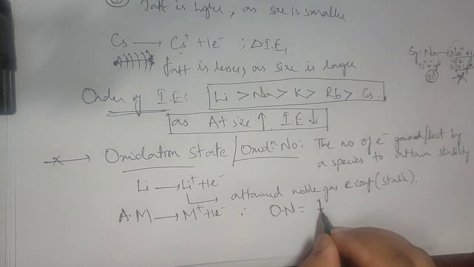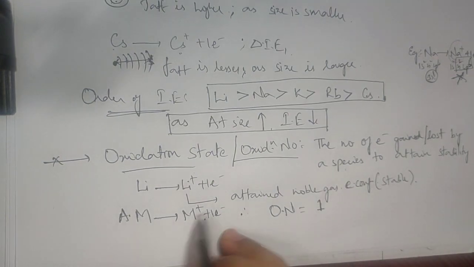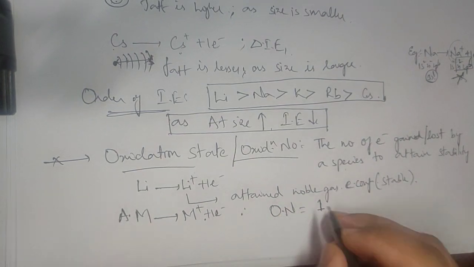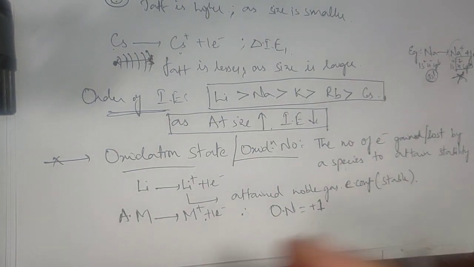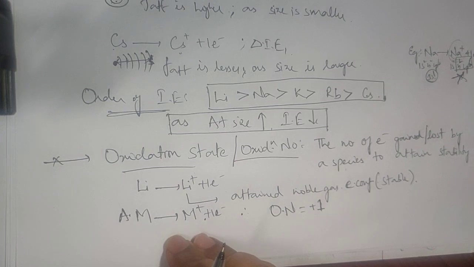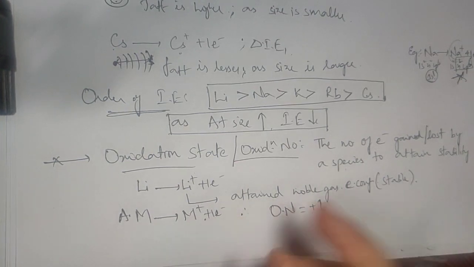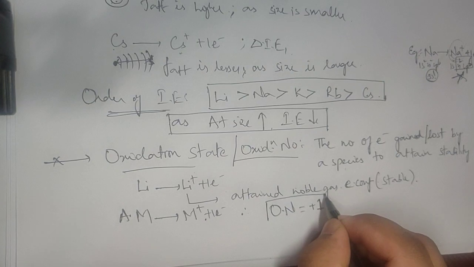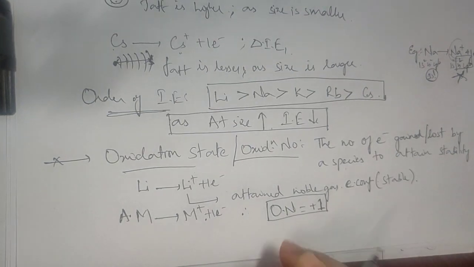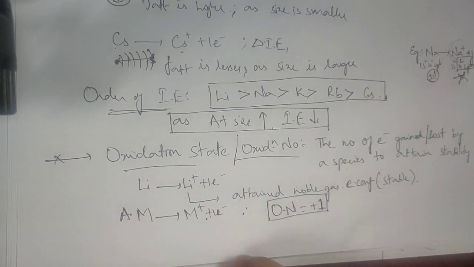Oxidation number is equal to what? 1. Now, is this electron lost or gained? I said either gained or lost. Right now, for the alkali metals it is lost, so it is plus 1. Suppose it has gained, as in the case of halogens, which you will understand: if it gains an electron and becomes a noble gas, then we say its oxidation number is minus 1. So the oxidation state for all the alkali metals is what?